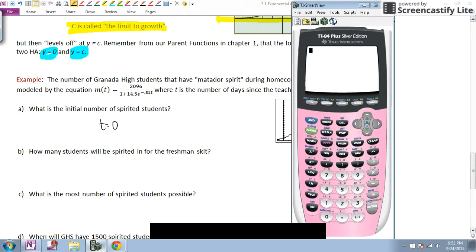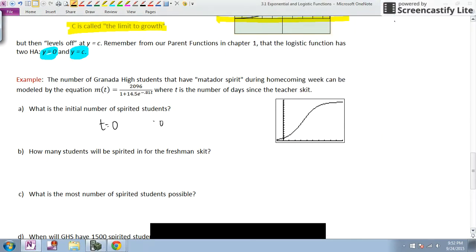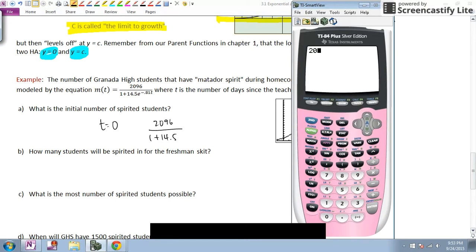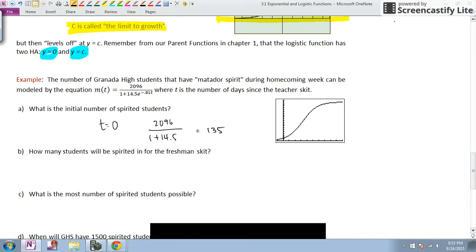All right, then I just take my equation and I really don't have to do too much, because if that t value is 0, then I have Euler's number to the 0 power, and anything to the 0 power is 1. So I have 1 times 14.5. So really, what do I have? 2096 over 1 plus 14.5, because all that other stuff turns into a 1. So I'll grab virtual Sheila here, and ask her to calculate 2096 divided by 15.5. And she will tell me there are 135 spirited students at Granada on that Thursday before the teacher skit.